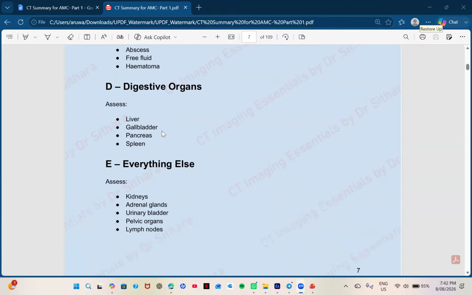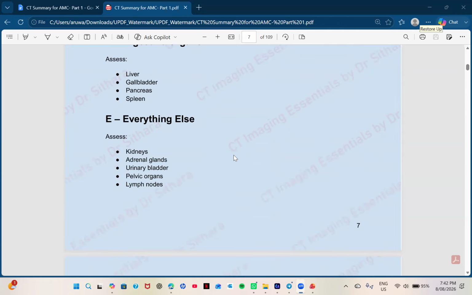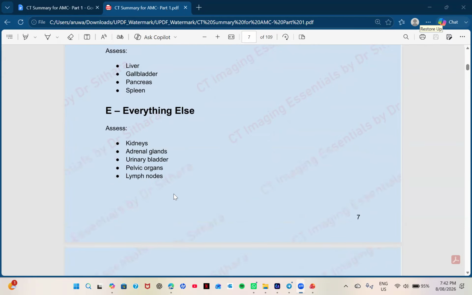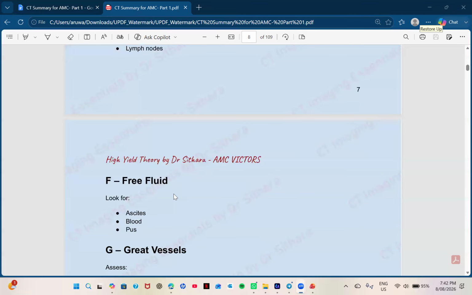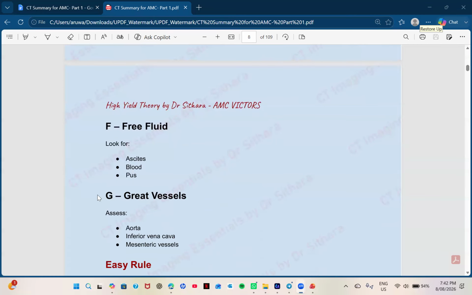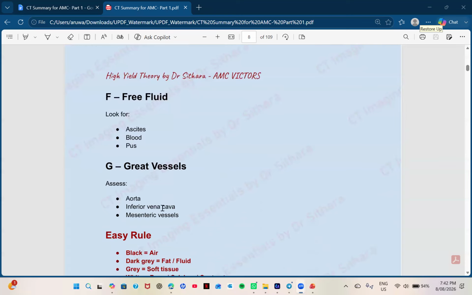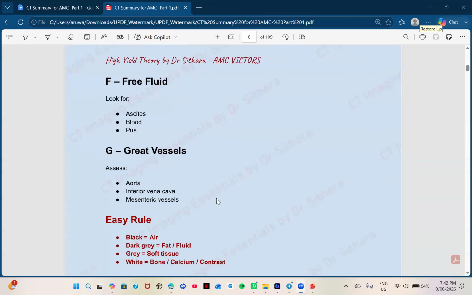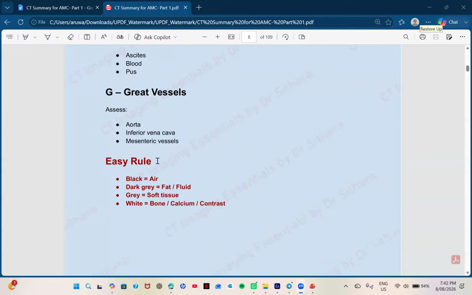Then D means digestive organs. You have the liver, gallbladder, pancreas, spleen. You have to check the digestive organs. Then E means everything else, right? Like kidneys, adrenal glands, urinary bladder, pelvic organs, and lymph nodes, you have to check. Then the free fluid, right? Ascites, blood, if that's present. G means the great vessels, like the aorta, inferior vena cava, and mesenteric vessels, you have to check. Okay, this is the easy, simple rule.